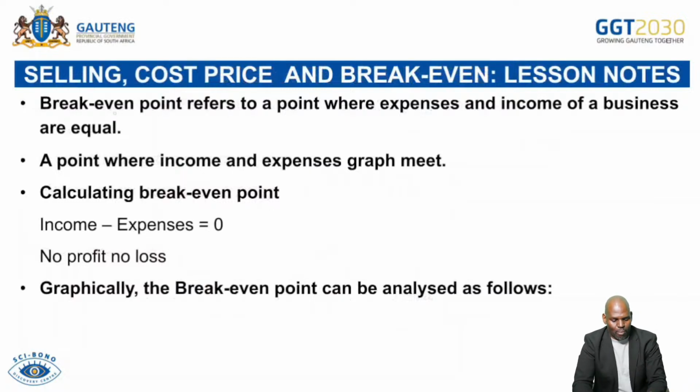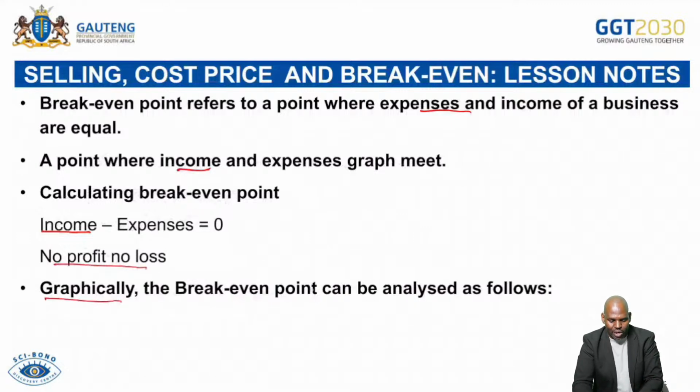Then again, we know the break-even point refers to a point where expenses and income of a business are equal, a point where the income and expenses graphs meet. Calculating the break-even point: at a break-even point, if you take income and subtract expenses, you will always get zero. Income minus expenses, you will always get zero. No profit, no loss.